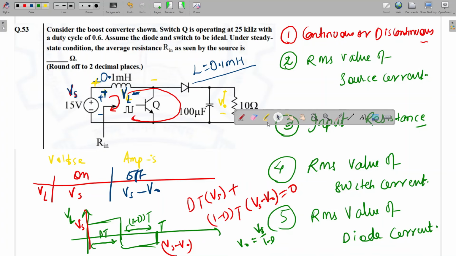So during the on duration, what will be the inductor voltage? This will be the same as the source voltage. When the switch is off, the current will conduct in this path. So what will be the inductor voltage? It will be source minus output. So here I have drawn the inductor voltage waveform.